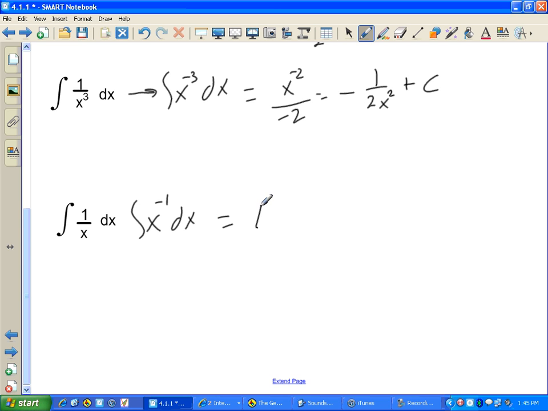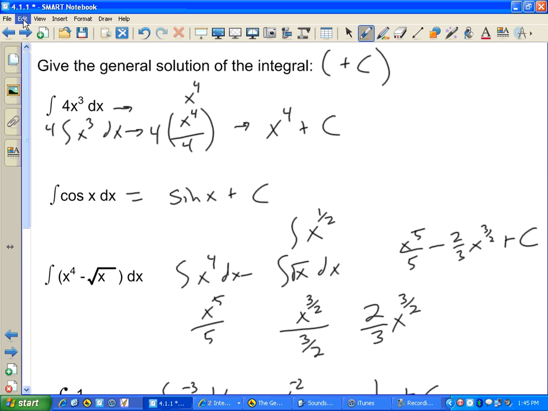Okay, this is a special case. This is actually the natural log of x plus c. Okay, so if you take the derivative of natural log, you get 1 over x. Okay, but that's a special case, and we'll see that later. So that covers the basics of integration. And that should be enough for you to get through your first assignment.